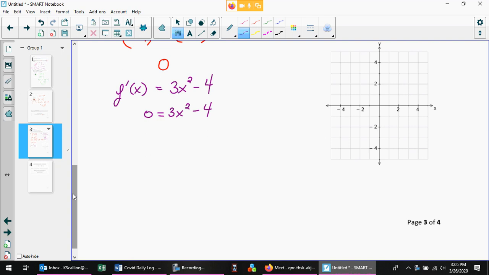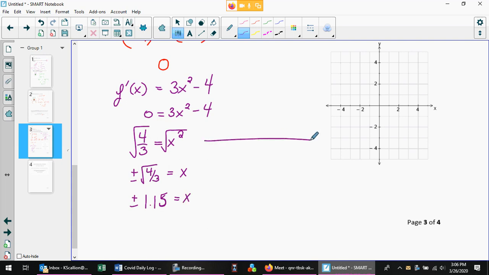Oh, I guess I could do it this way. I could have 4/3 equals x squared, square root both sides. So you're going to have plus and minus the square root of 4/3 equals x. So that's going to be plus minus 1.15. If I put that on a number line, I got a negative 1.15 and a positive 1.15. That's a lot of ones and a lot of decimals.